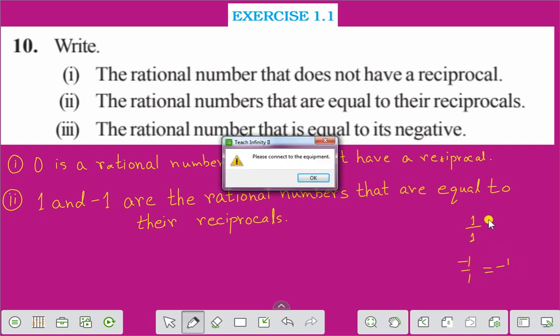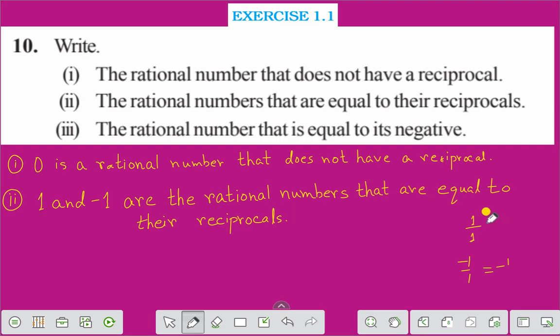Both are the same. Here in this case also, the reciprocal is the same. The reciprocal of 1 by 1 is 1 by 1 or 1, the same as that. And the reciprocal of minus 1 is minus 1, right? Therefore, you can say that 1 and minus 1 are the rational numbers that are equal to their reciprocals. Number 3.